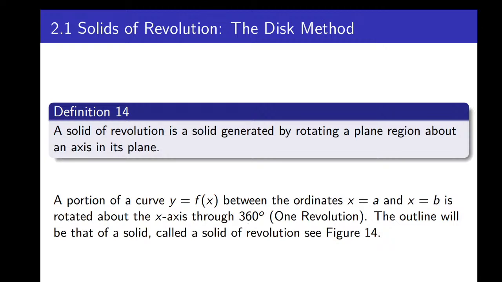So we are only going to look at this type of method for evaluating the volume of revolution of a given object. Now, the first thing that you need to understand is a solid of revolution. So what is a solid of revolution? We are saying a solid of revolution is a solid generated by rotating a plane region about an axis in its plane.